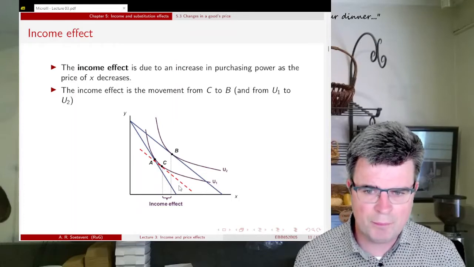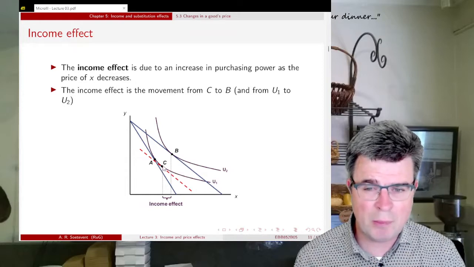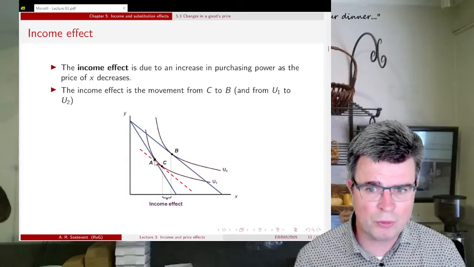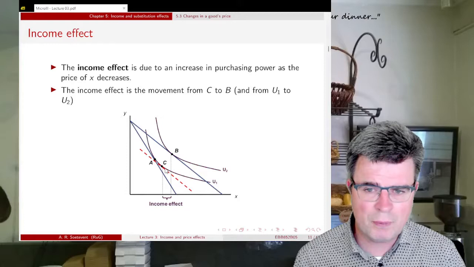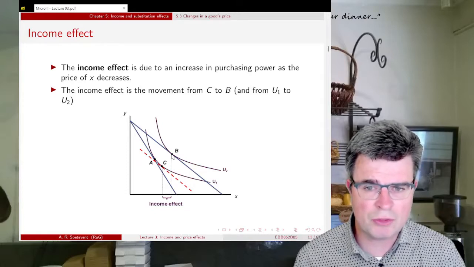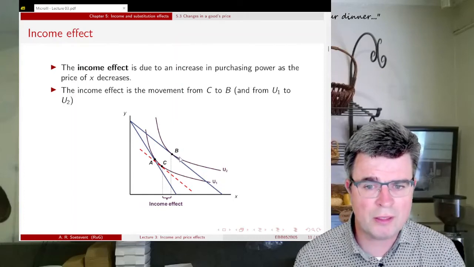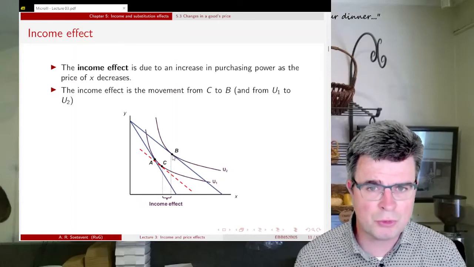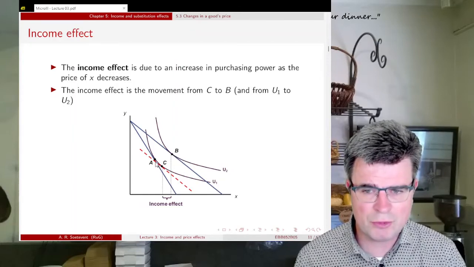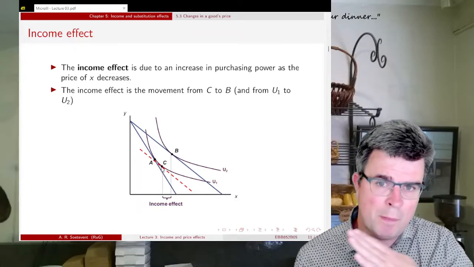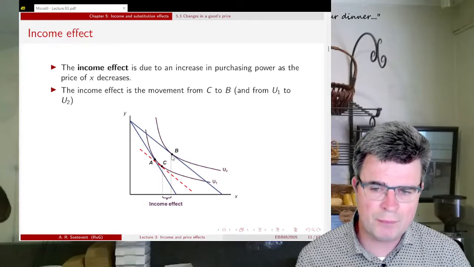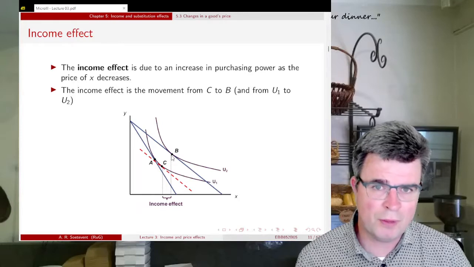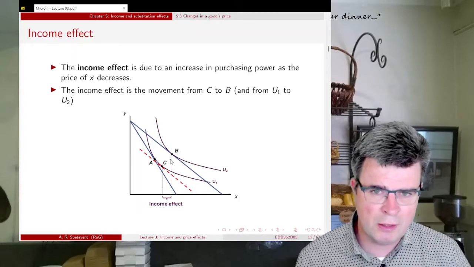Because we have income left after we have bought the old consumption bundle, we can now reach a higher indifference curve. This higher indifference curve is associated with the utility level U2 and allows us to consume consumption bundle B. So first we have a change from A to C, then we have a parallel shift of the budget constraint, and the change in consumption bundle that results from that parallel shift is the income effect.